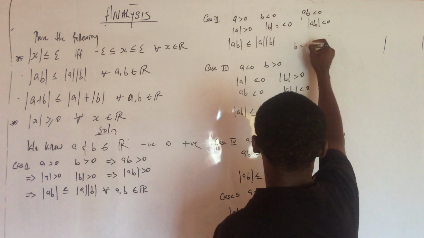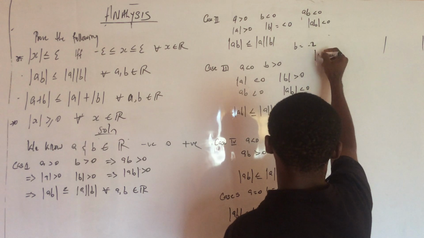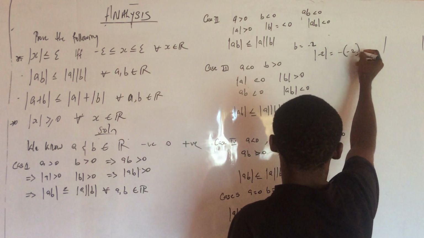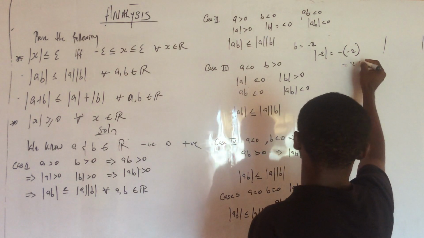For example, B is equal to minus 2. From here, B is less than 0. So absolute value of minus 2 is going to give us what? It's going to give us minus into minus 2. This is what I mean by less than 0, to give us 2 as our answer.